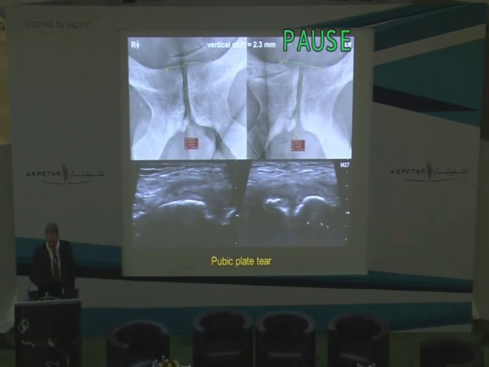And armed with that knowledge that the normal anterior pubic ligament should be uniformly echogenic, now when you see these dark lines that extend from the central joint line and out into the pubic plate, this line here, these are tears. They are by definition tears because they are extension of fluid across a structure that is no longer intact at that point.